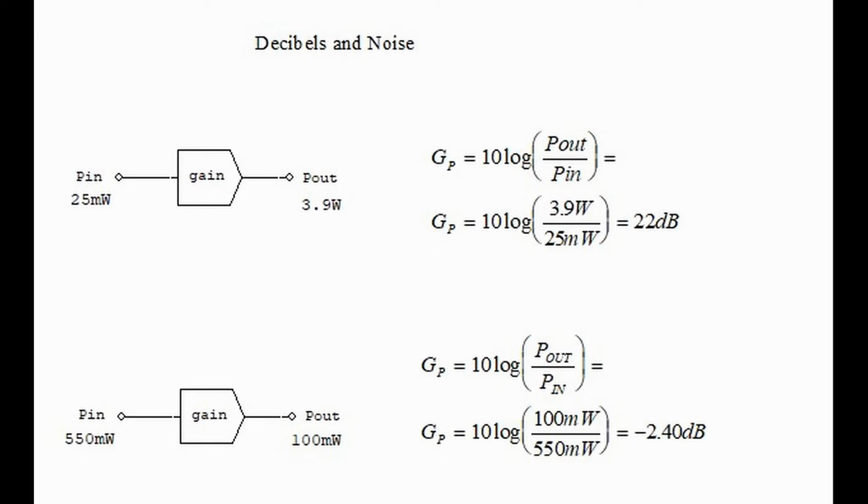Let's do the same thing again. This time we have a power input of 550 milliwatts, and after amplification we have power out of 100 milliwatts. If we do the same thing again, the power gain is 10 times the log of 100 milliwatts divided by 550 milliwatts. This time it equals negative 2.40 decibels. If we have negative amplification, what we have is attenuation. Instead of building up a signal, we lowered it.